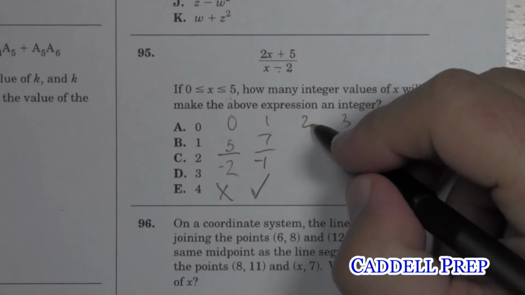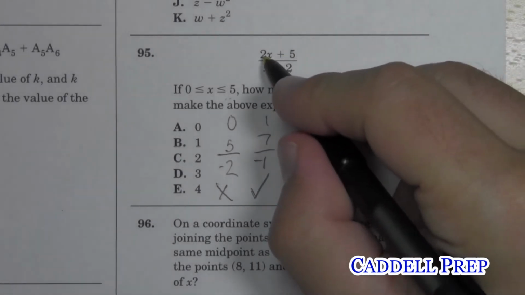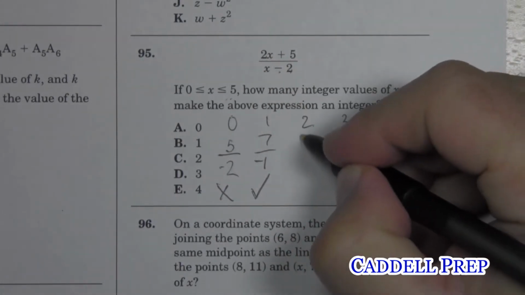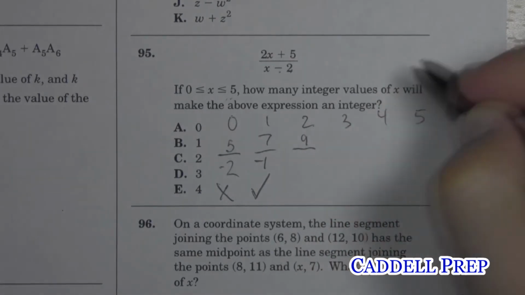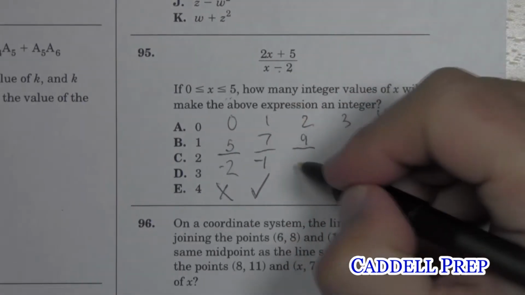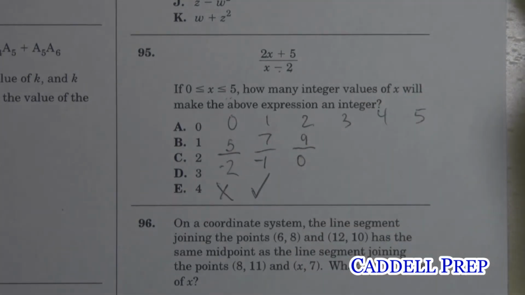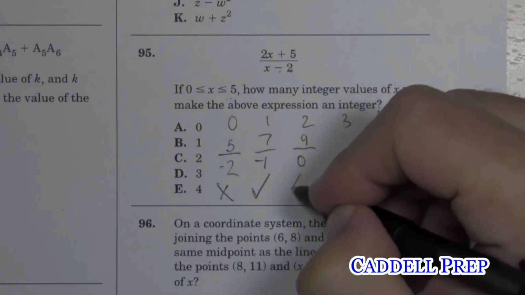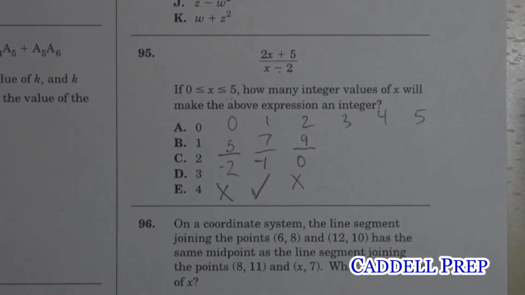Okay, now let's try 2. Put 2 in. 2 times 2 is 4. Plus 5 is 9, so the numerator is 9. Then in the denominator, we have 2 minus 2, which is 0. And that's undefined. You can't divide any number by 0, so it's definitely not an integer.